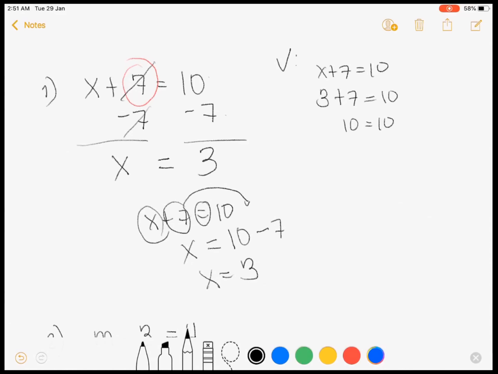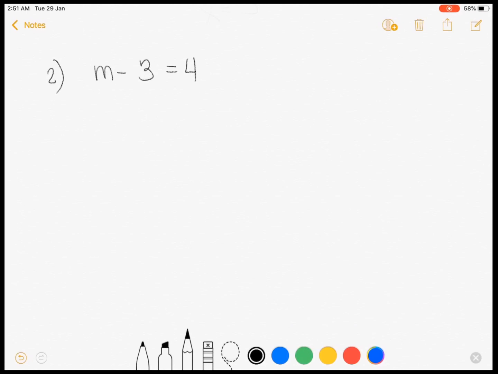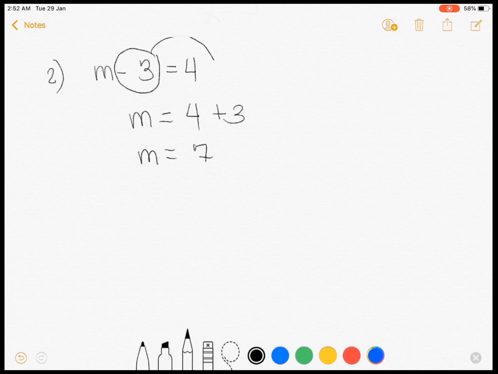Okay, let's proceed sa next example. M minus 3 is equal to 4. Gusto nating maiwan sa left side yung m lang na variable. So, dapat itong negative 3 mapupunta doon sa right side. So, we can do transposition. Kung negative 3 siya dito sa left side, pag tinranspose natin siya dito sa right side, dapat positive na siya. So, we have now m is equal to 4. Then, yung negative 3, pag tinranspose, magiging positive 3. So, therefore, m is equal to 7. So, mas madali, di ba?